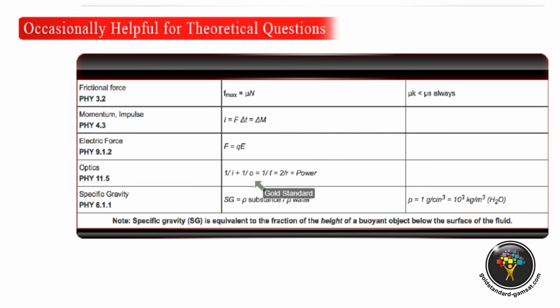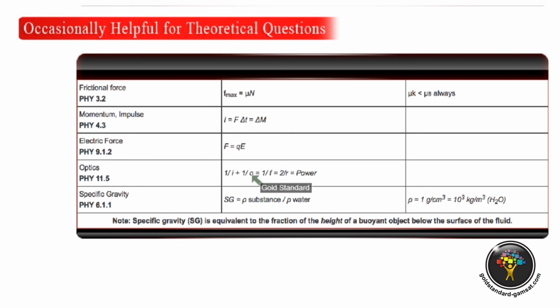In optics, this is the equation. Typically, this equation will be given on the exam. They might use different symbols, but typically they'll give it: 1 over I plus 1 over O is equal to 1 over F, which is equal to 2 over R, which is the power of the lens.